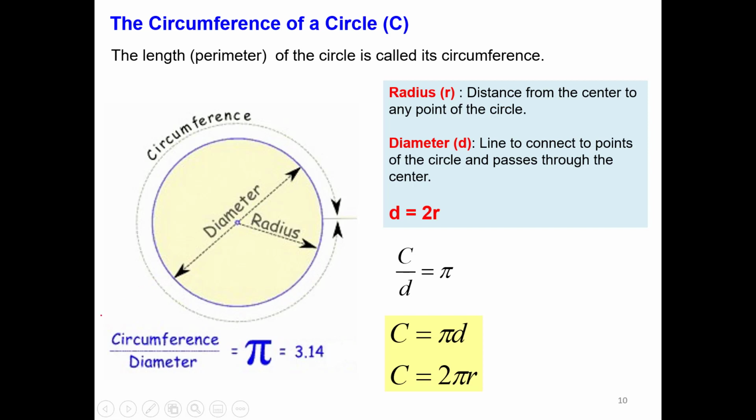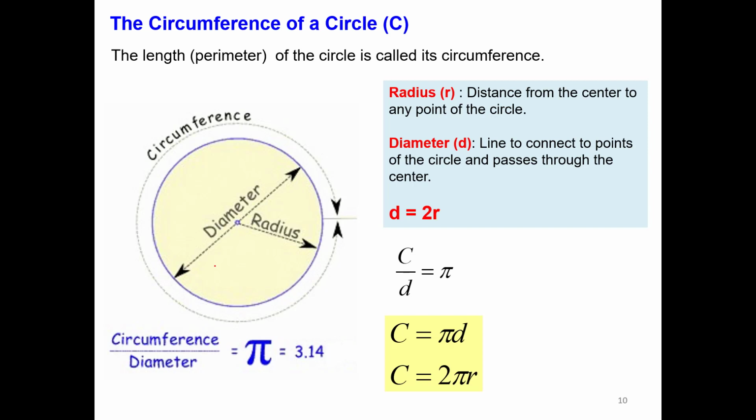The diameter is the line that connects 2 points of the circle and passes through the center. Yes, if this is the center, the distance from here to here is the diameter. If this can be this line, from this point to this point and passes through the center, this distance is also the diameter. Here also is the diameter. It is always the line that connects 2 points of the circle, and this line passes through the center.